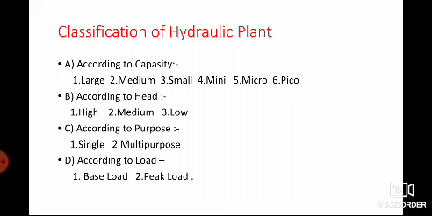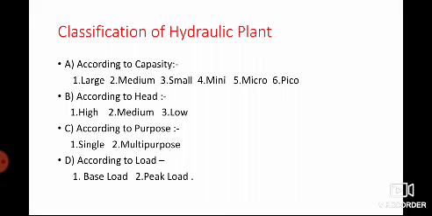First is according to capacity. First is the large: more than 100 megawatt is a large capacity power plant. Then medium means between 40 to 100 megawatt. Megawatt means 1 into 10 raised to 6 watts. So can you imagine the range of the generation of electricity?